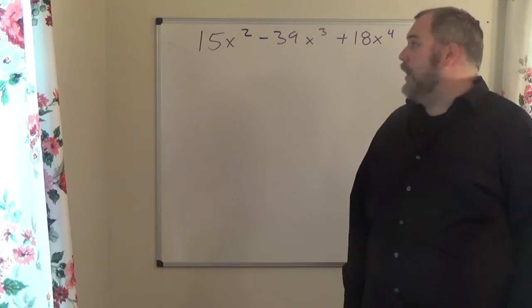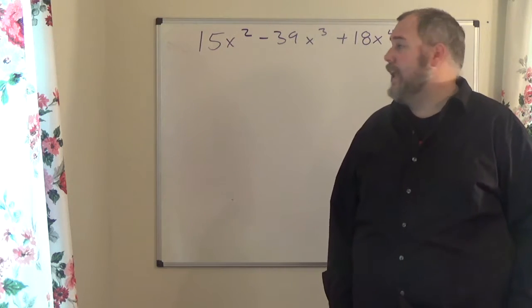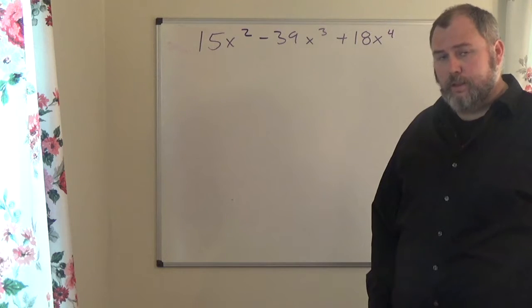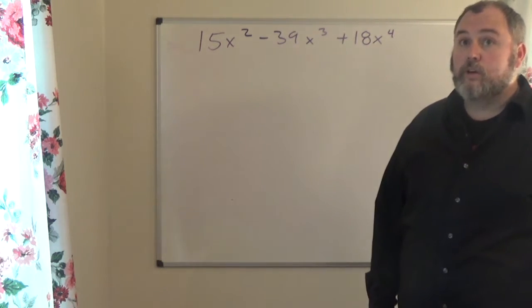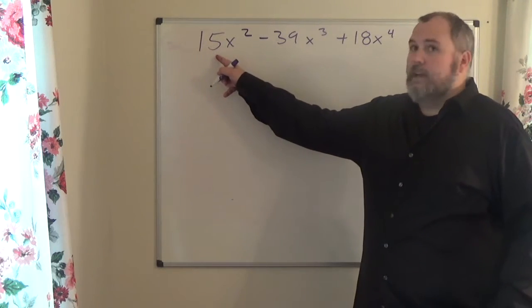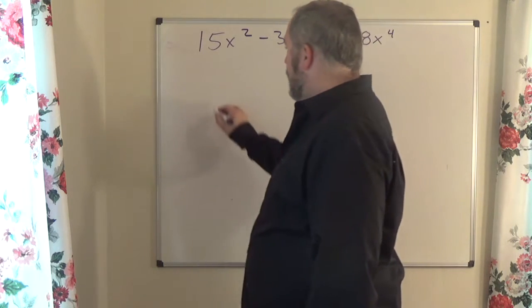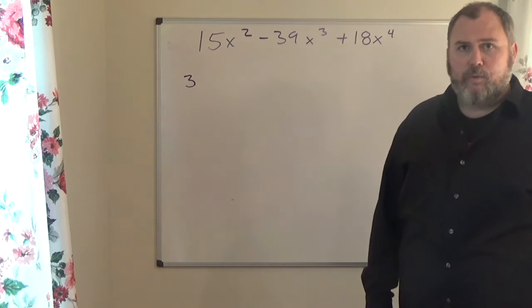Here is our last problem of the video. 15x squared minus 39x cubed plus 18x to the 4th. Alright, GCF this thing. Let's find out what happens. According to our coefficients, what can we do? I know out of all of these, I can factor out a 3. So I'm going to write a 3 down. Okay, so I can factor out a 3. Can I do anything else?